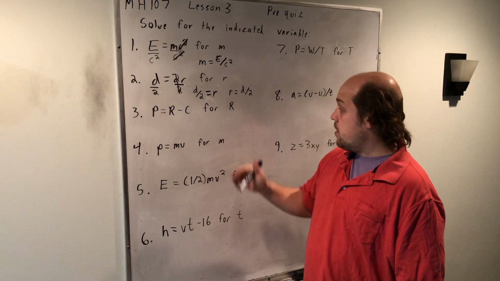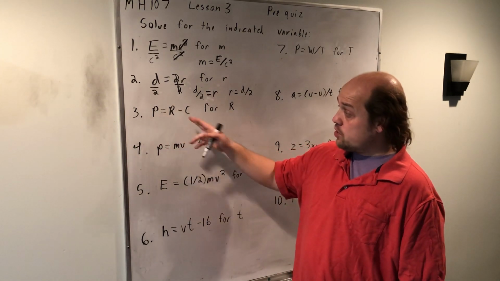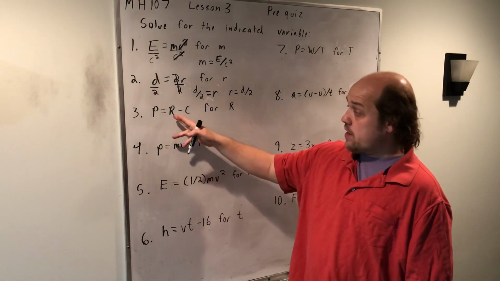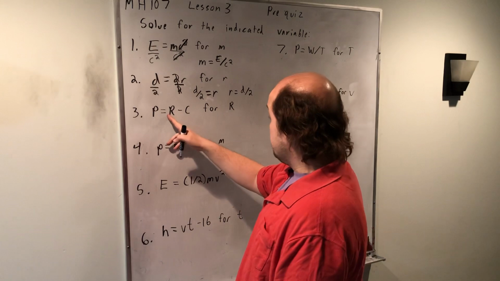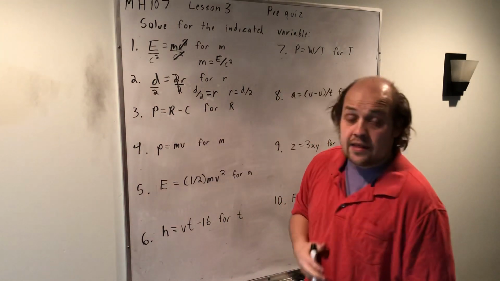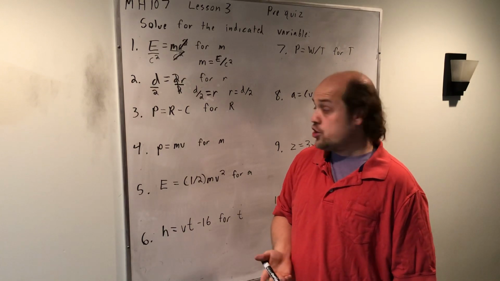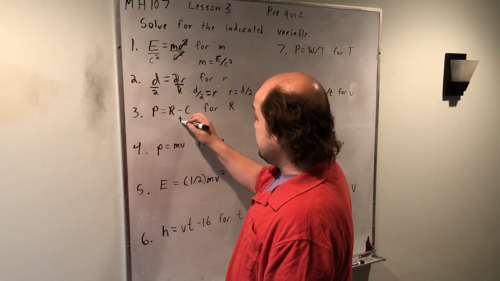For problem 3, we're asked to solve for r. We get the equation p equals r minus c. If I'm trying to solve for r, I first identify it here. I say what's happening to it. Well, nothing's being multiplied by it, but we're subtracting a c from it. The opposite of subtraction is addition. So to get rid of this c that's being subtracted, I'm going to add c to each side.